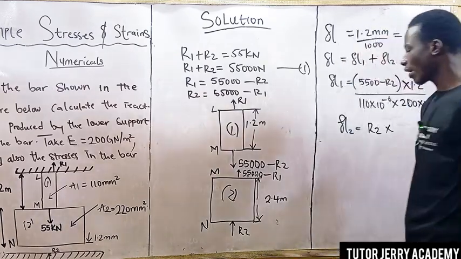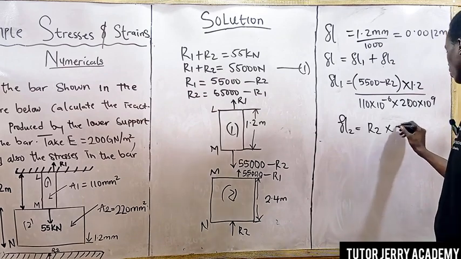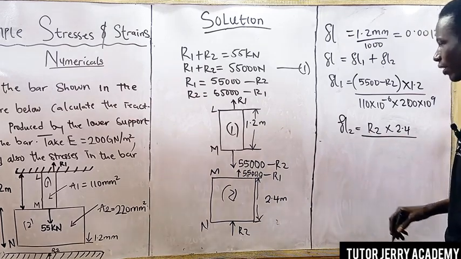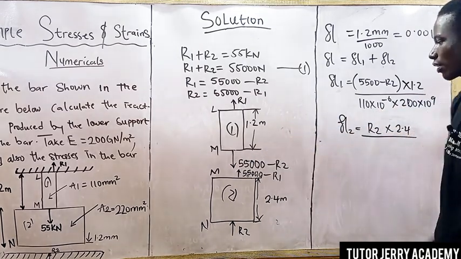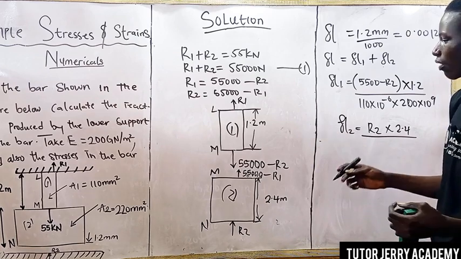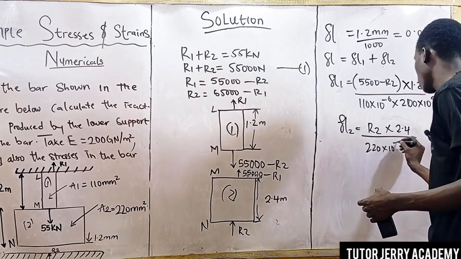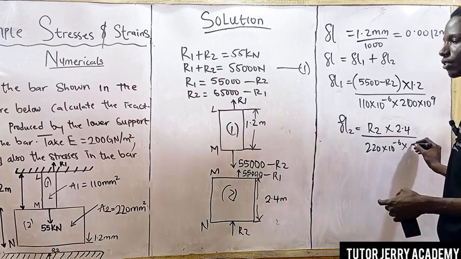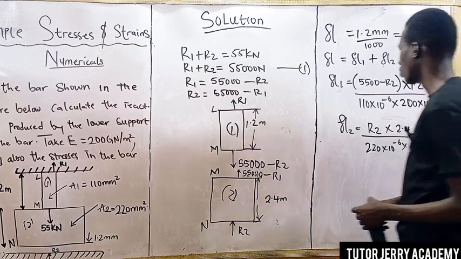multiplied by, what do we have next? We have our length. The length of section 2 is 2.4 meters. All over what? All over our area. The area of section 2 from the diagram here says 220 millimeters squared. Converting 220 millimeters squared to meters squared, of course, will give us 220 times 10 to the power of minus 6. Multiplying by E, which is 200 times 10 to the power of 9. This is what we have.